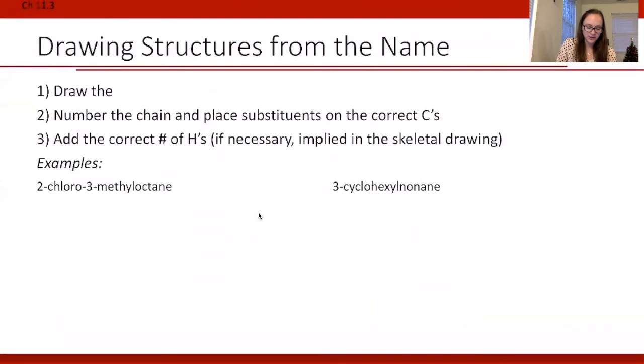Okay, drawing structures from the name. So now we're going to go opposite for a little bit. The first thing that we're going to do, if we are given the name of our molecule and we need to draw the structure, is draw the main alkane chain that we're given.